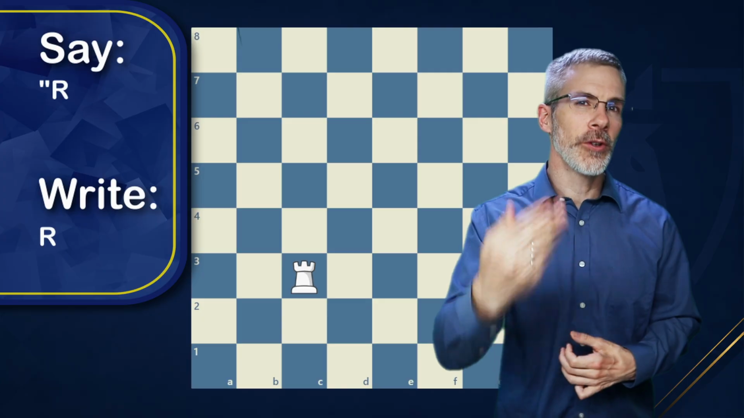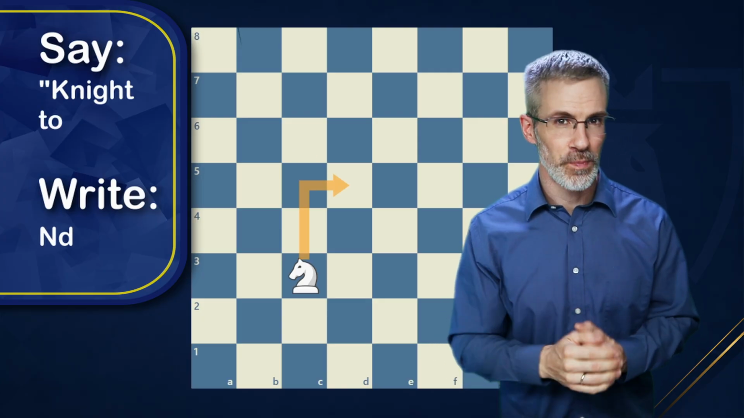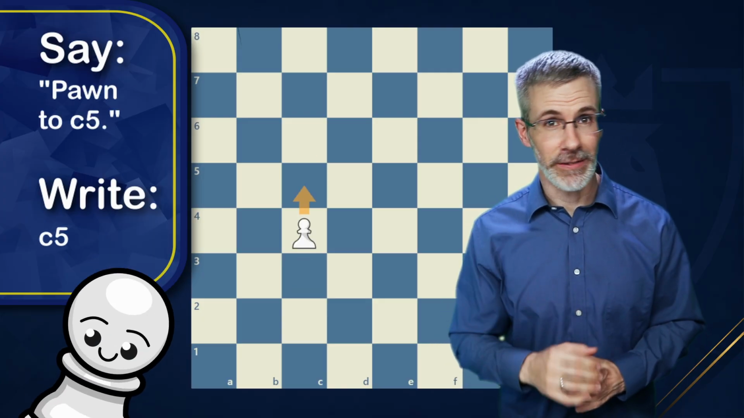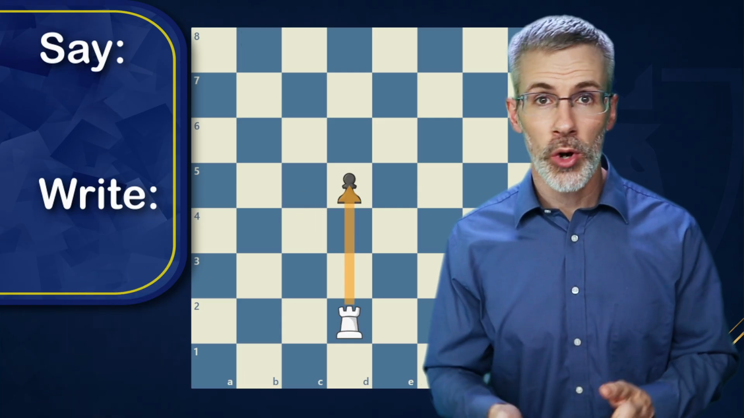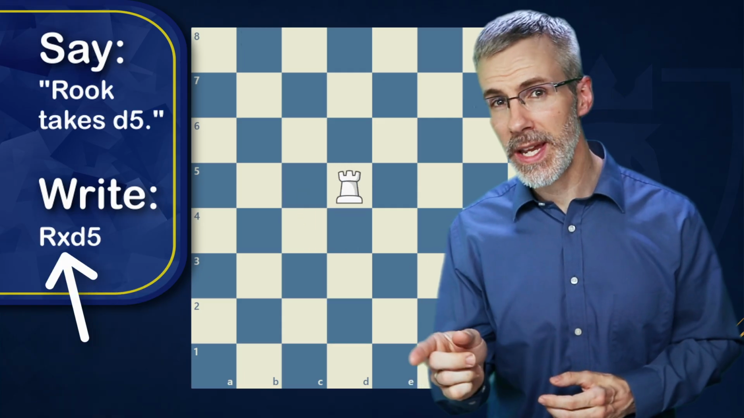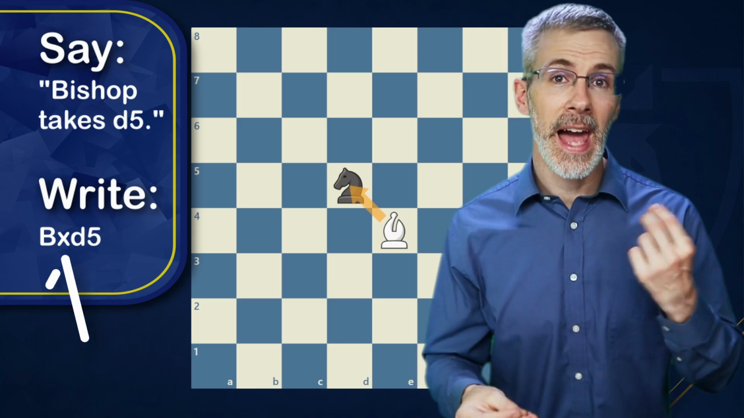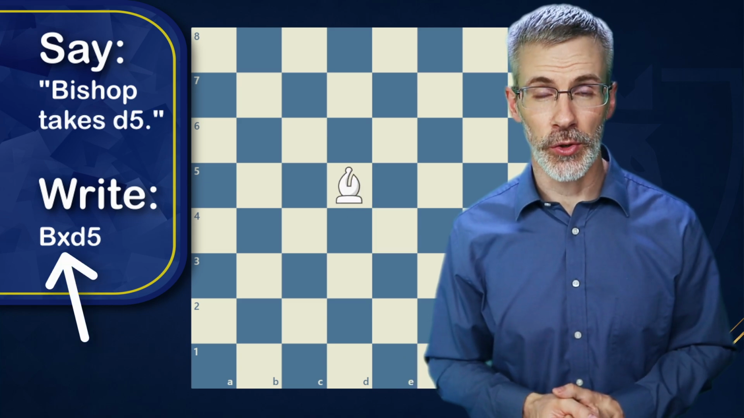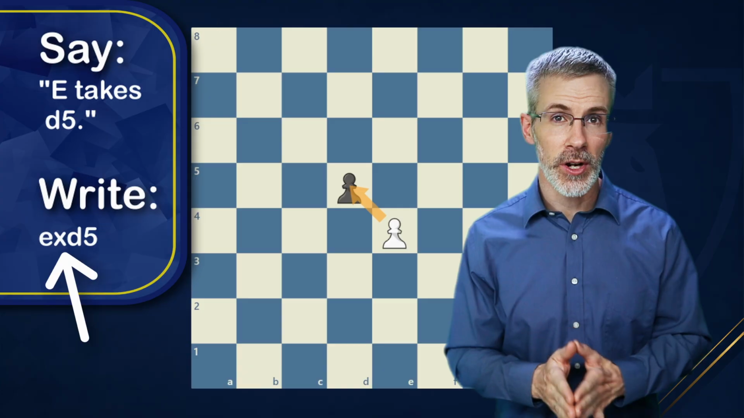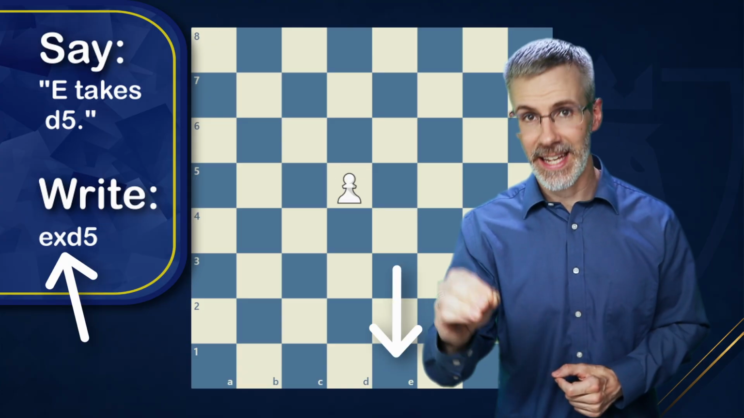To show a move, write the piece's letter, followed by the square it is moving to. Remember, pawns don't have a letter. To show a capture, write a lowercase x between the moving piece's letter and the square coordinate that is moving to. Show a pawn capture by noting the file that it came from.